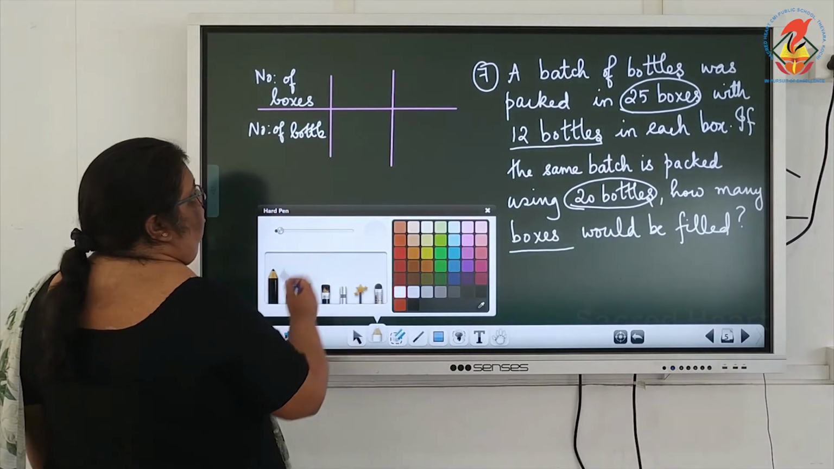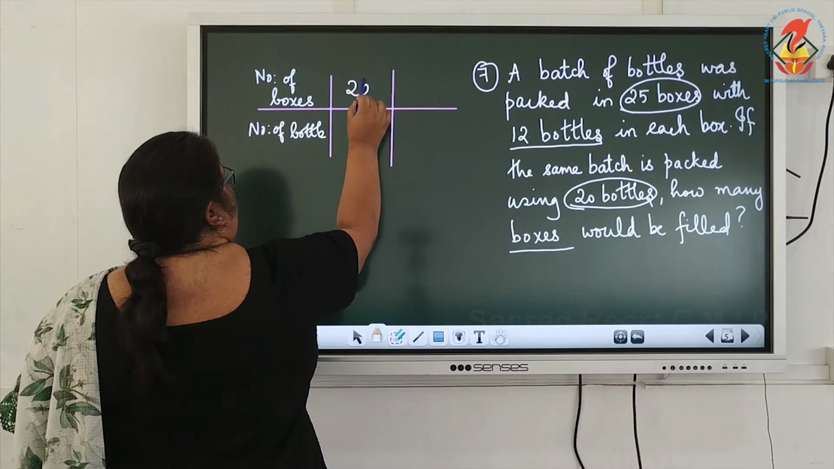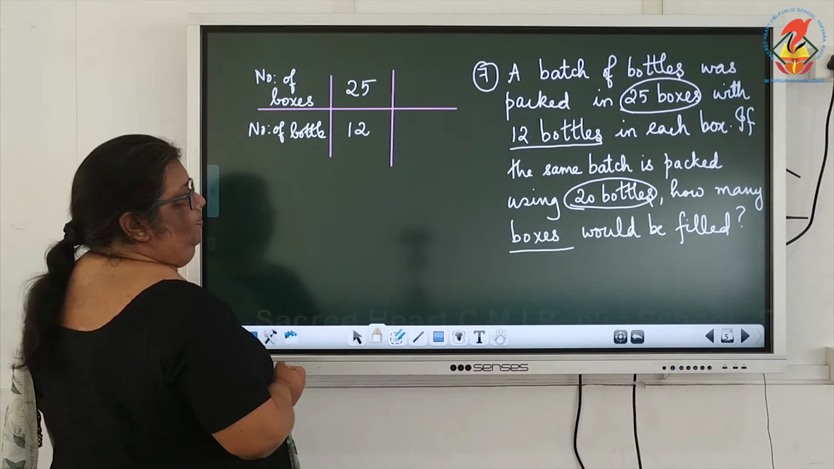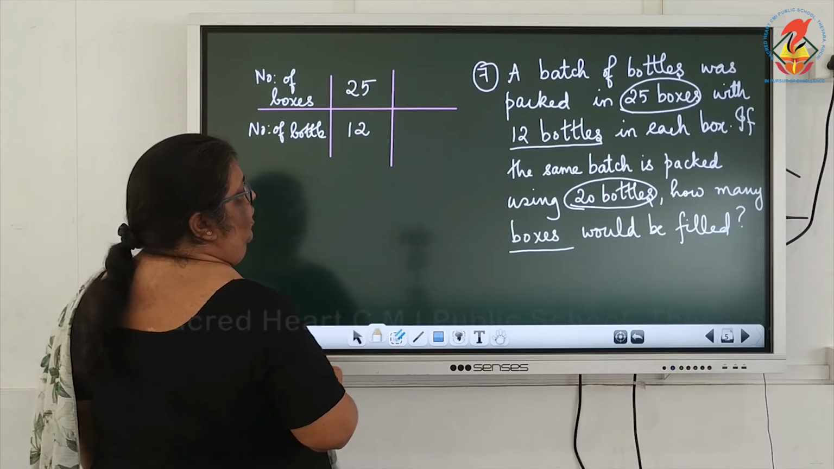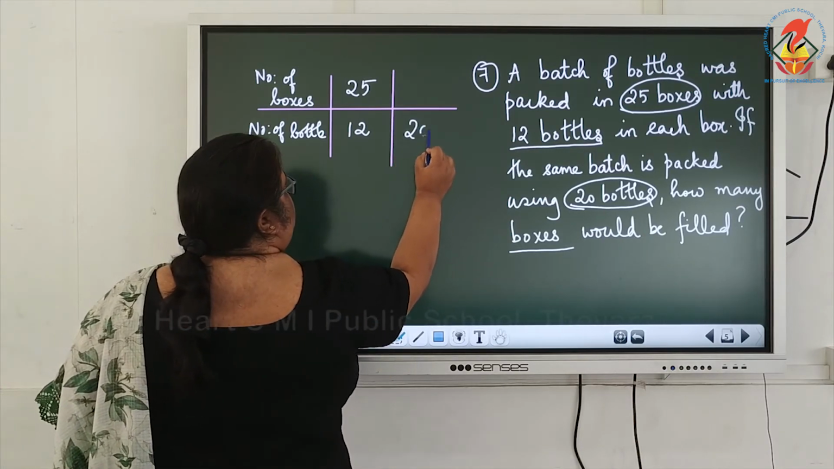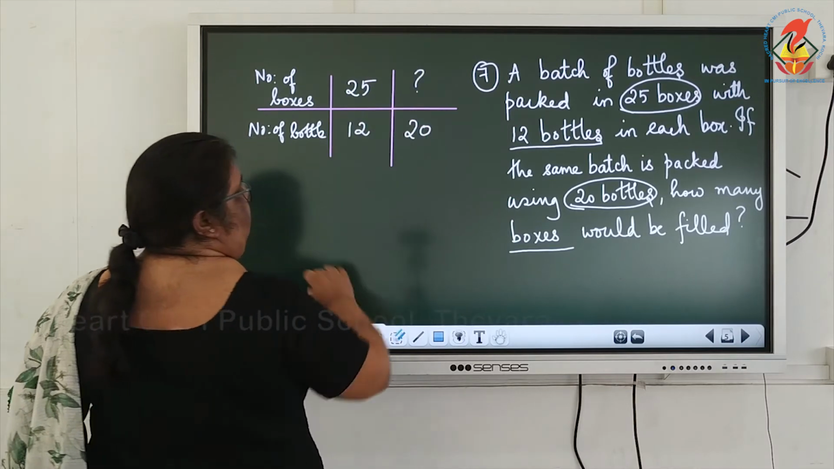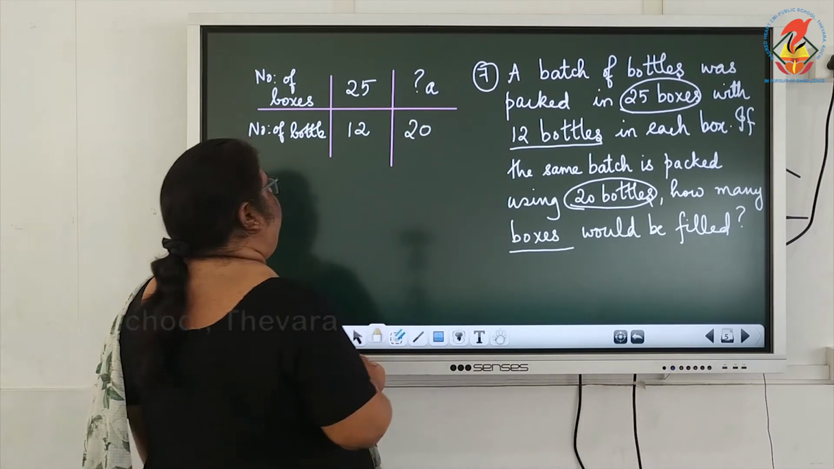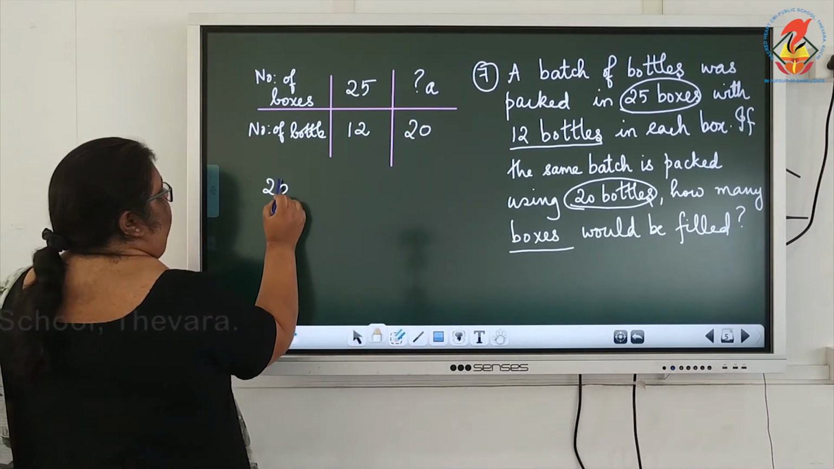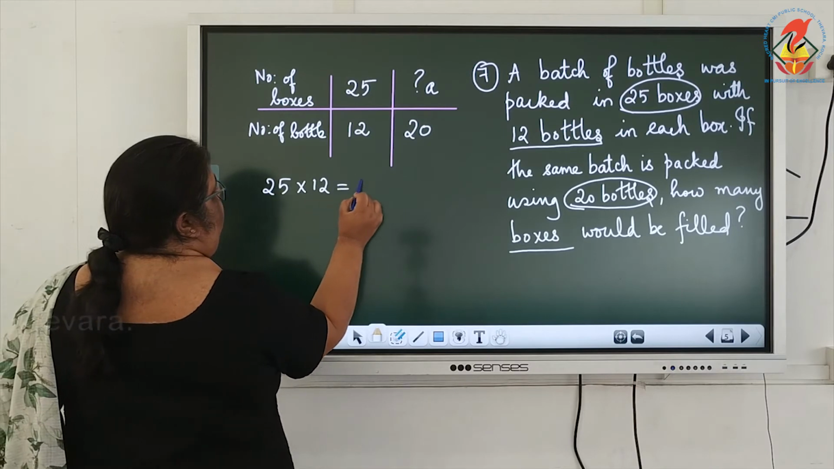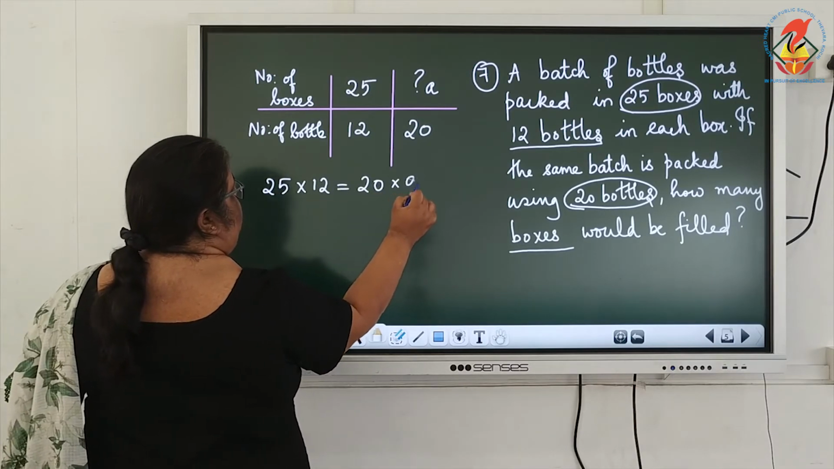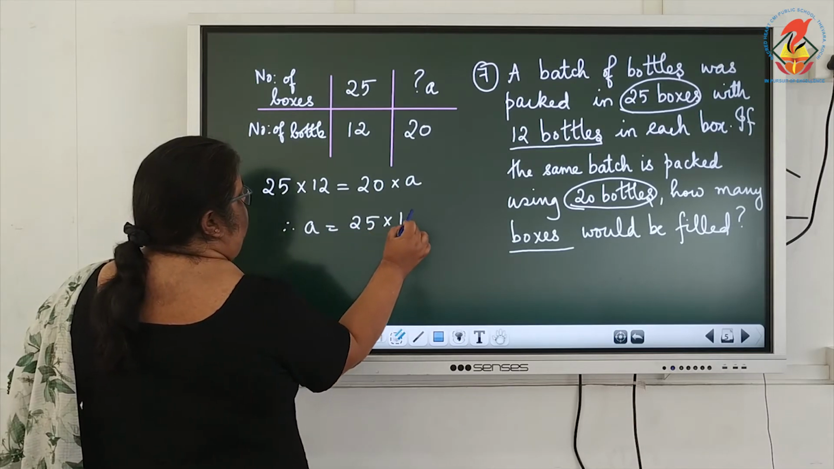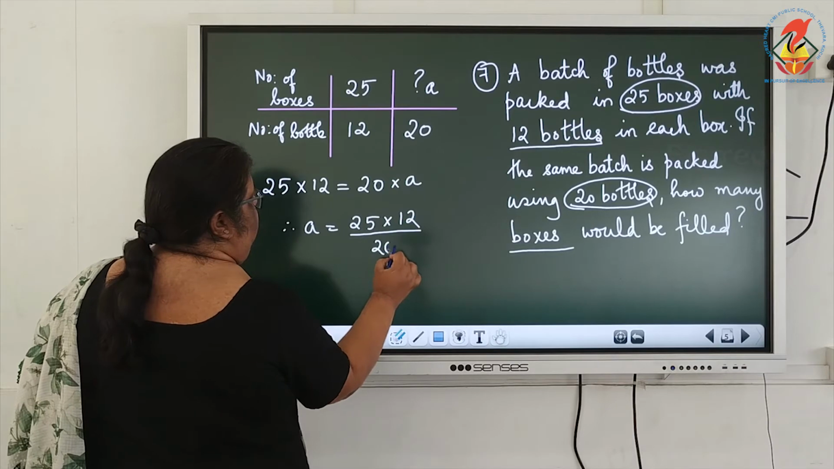Number of boxes. If there were 25 boxes, each box contained 12 bottles. If the same batch is packed using 20 bottles, how many such boxes would be filled? So, let A be the number of boxes. 25 into 12 equals 20 into A. So, what is A? 25 into 12 by 20.